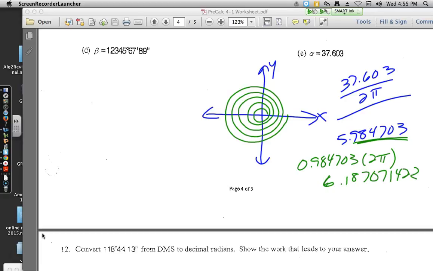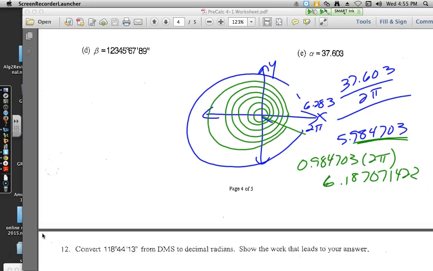6.187071422. And we know that to get all the way around, we have to go 2 pi. And if we take 2 times pi, we get 6.28. So 6.283, rounding that to 3 decimal places. So for the reference angle, what I want to know is what little chunk here do I need to leave out? How much would complete this all the way up to the x-axis?